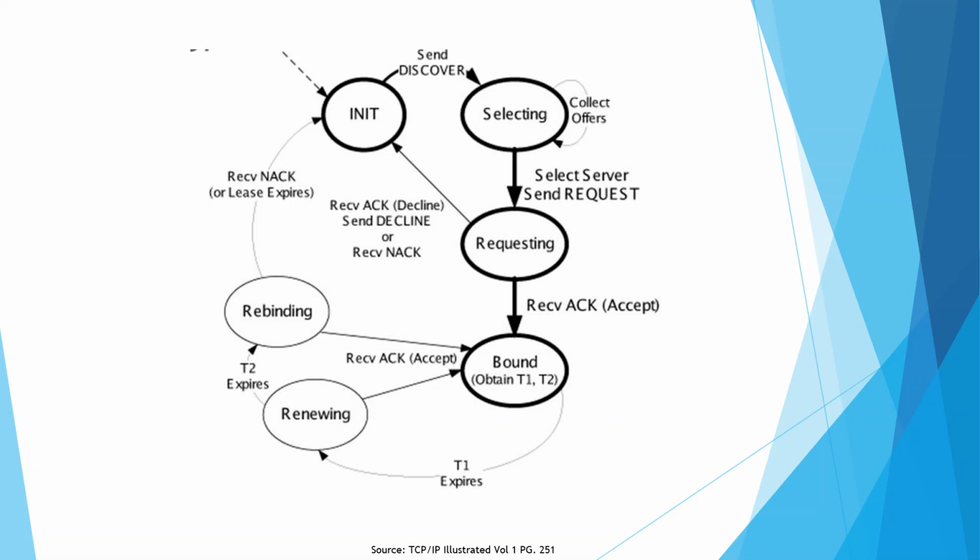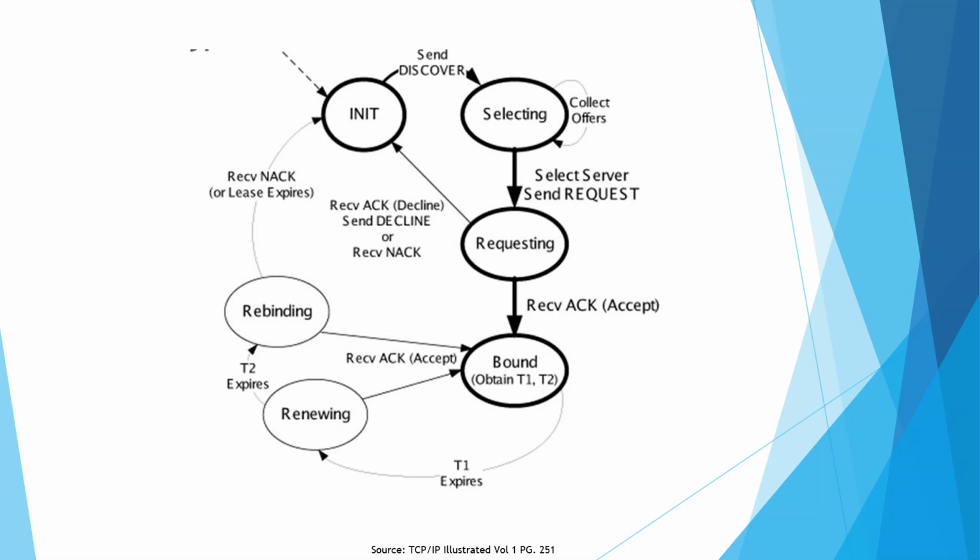You can see towards the top you have the discover. So you have the init, or the initial state, and then you send the discover message, and it ends up in a selecting state. It's collecting offers at that point, still in the selecting state. Then it's going to select the server and send the request. You send that DHCP request, which puts you into a requesting state. Then you receive the DHCP ACK, or the accept, and you're in a bound state. That's where you have the T1, T2 aspect to it.